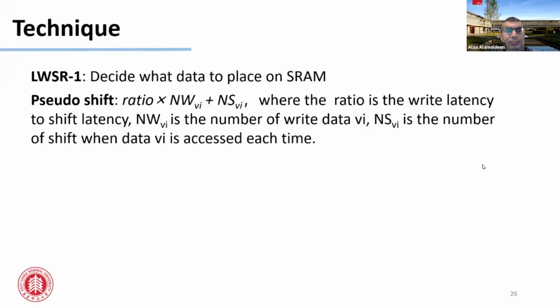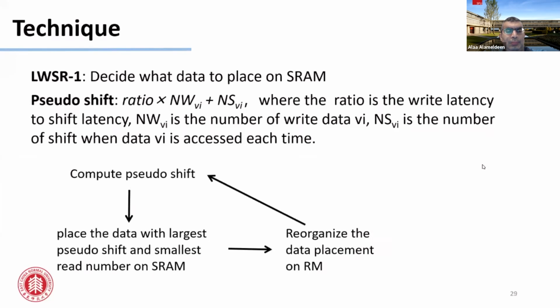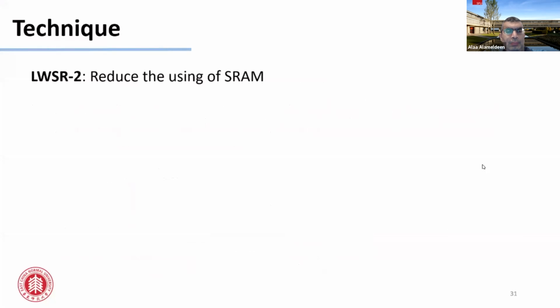Next, the process of LWSR1 is given. LWSR1 computes PLC2 shift first. Then, select the data with the largest PLC2 shift and the least number of reads from this data. Put the selected data on SRAM. Next, reorganize the data placement on RM. If the SRAM is not full, continue to compute the PLC2 shift based on the new state until SRAM is full. And data movement. To improve the capacity of SPM, LWSR2 is designed to reduce the size of SRAM.